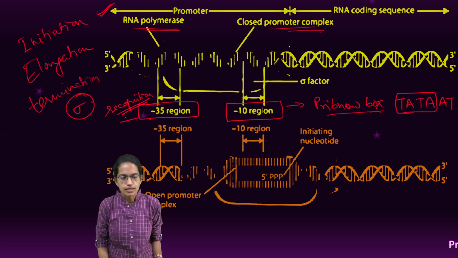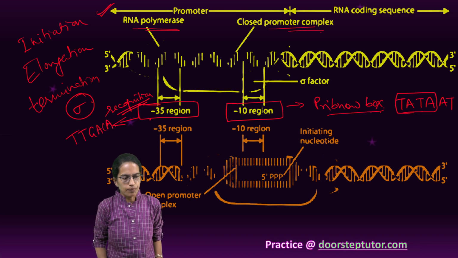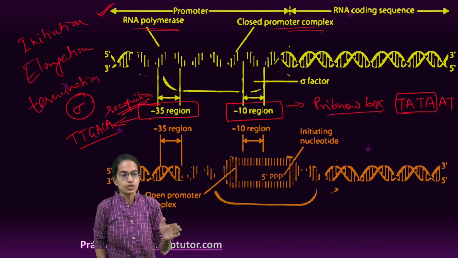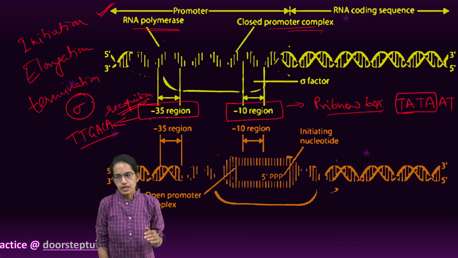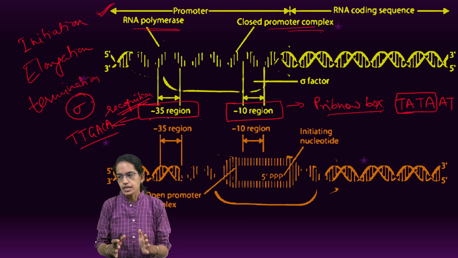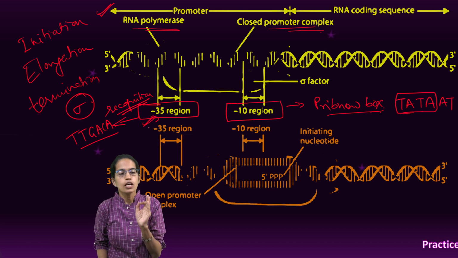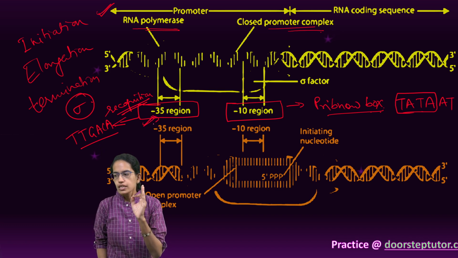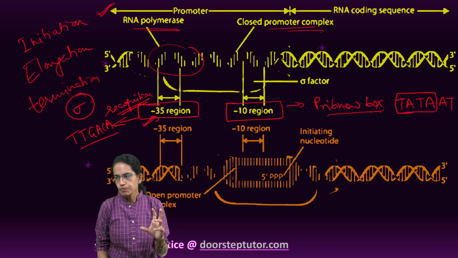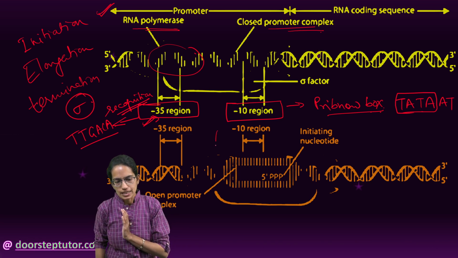The other one, the recognition one, has the sequence TTGACA. So that would be the sequence in the -35 region. Now, what is very important? In the initiation, what would happen? The RNA polymerase recognizes the promoter where? At the -35 region or the recognition sequence. This is where it binds fully with the promoter. The next phase is the -10 region.